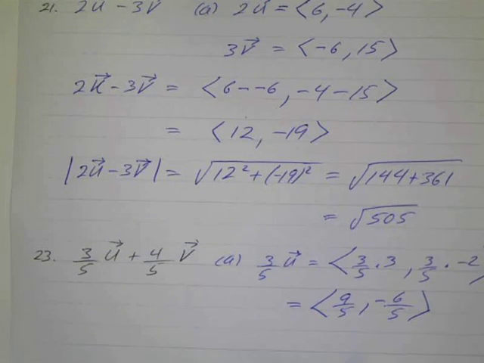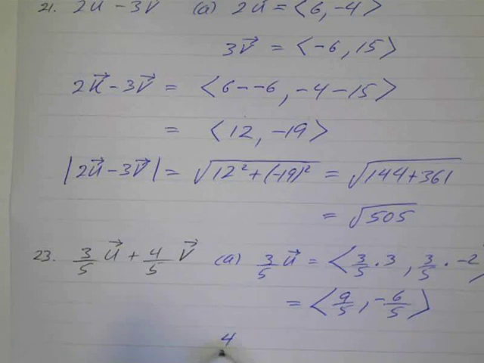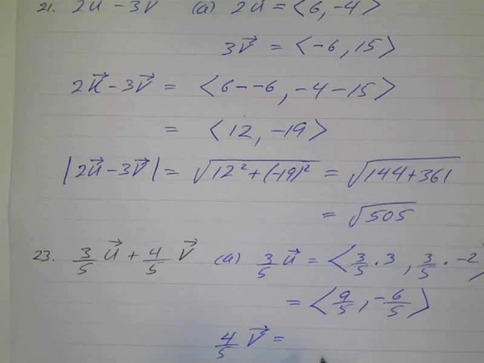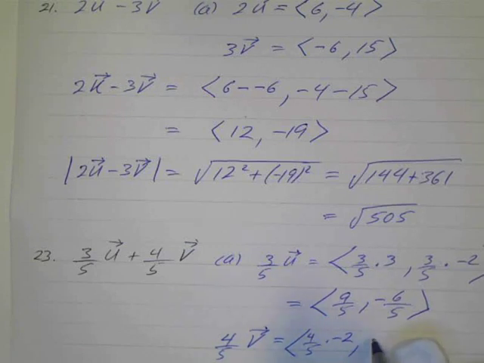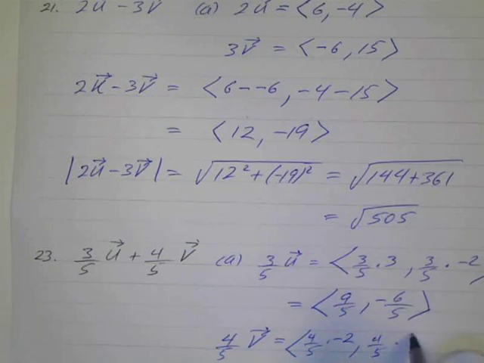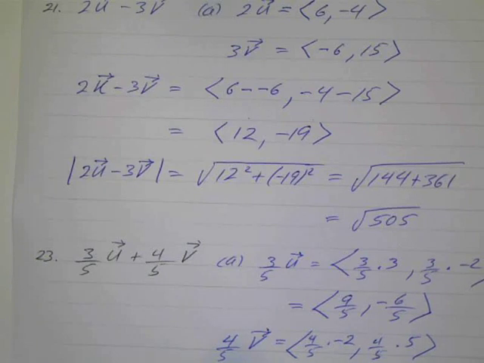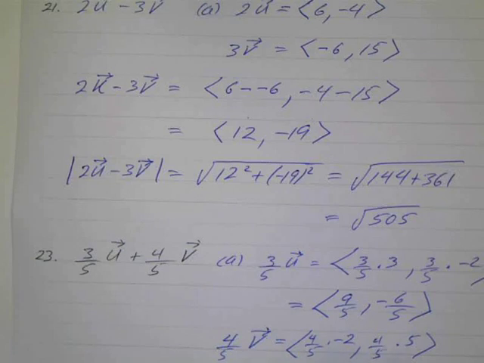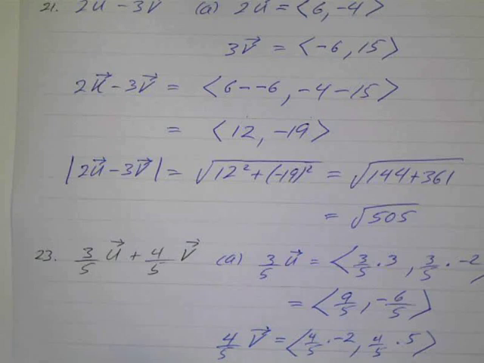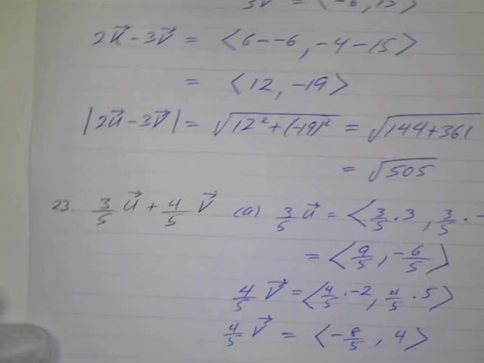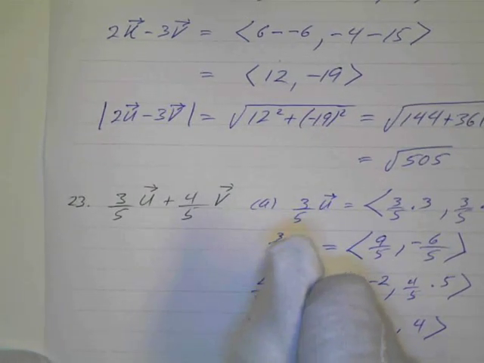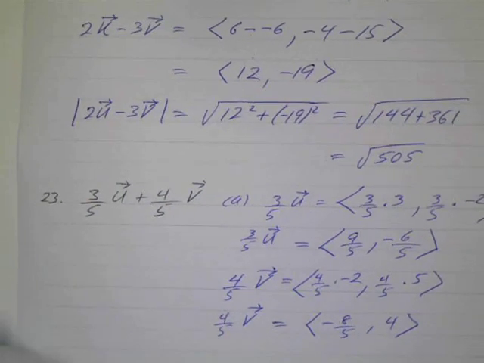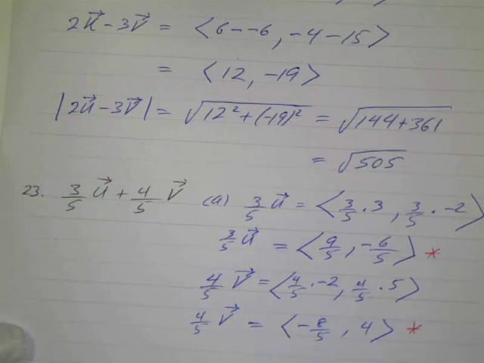Okay, and then we also have 4/5 of v. And what was v? v was negative 2, and then 4/5 of that, and the y component was 5. Well, that's a little nicer. Negative 8/5, comma 4. Now we want to add these, so that's not too bad. So I want to add these two vectors here. Let me mark this so I know what I'm doing.